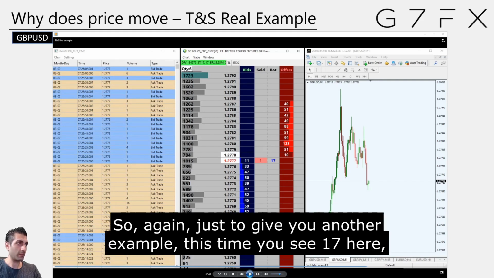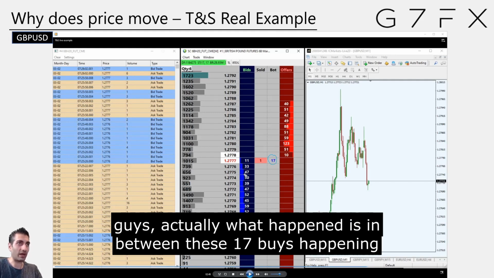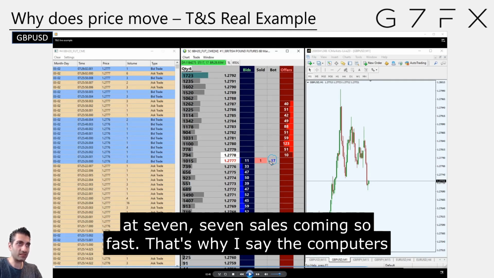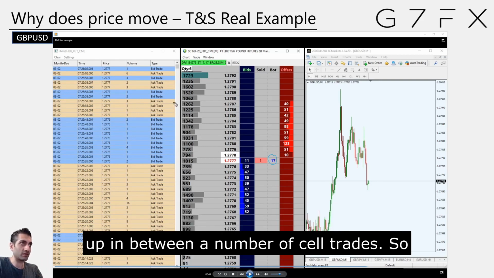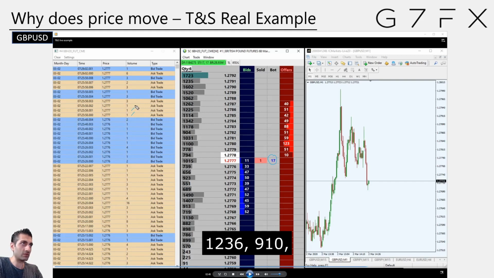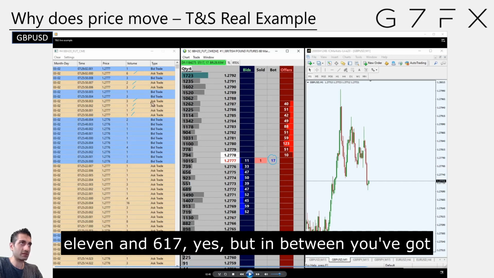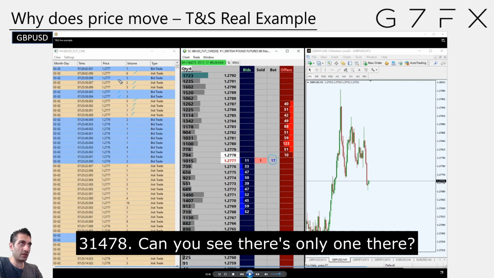So again, just to give you another example, this time you see 17 here, guys. But actually what happened is, in between these 17 buys happening at 77, there were sales coming so fast. This is why I say there's computers involved as well, algos, because actually these 17 are bunched up in between a number of sell trades. So 1, 2, 3, 6, 9, 10, 11, and 6, 17, yeah? But in between you've got 3, 1, 4, 7, 8, and can you see there's only one there?